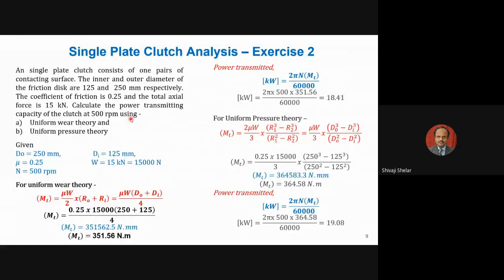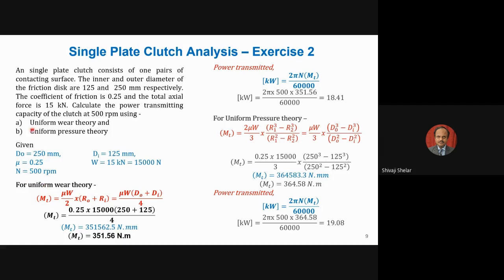Your shaft is rotating at 500 rpm. Calculate the power transmitting capacity using two methods: one is uniform wear theory and the other is uniform pressure theory. Okay, so let's write down the given data. We have outside diameter 250 mm, inside diameter 125 mm, coefficient of friction 0.25, axial load 15 kilonewton, that is 15,000 newton, and the speed of the shaft 500 rpm.